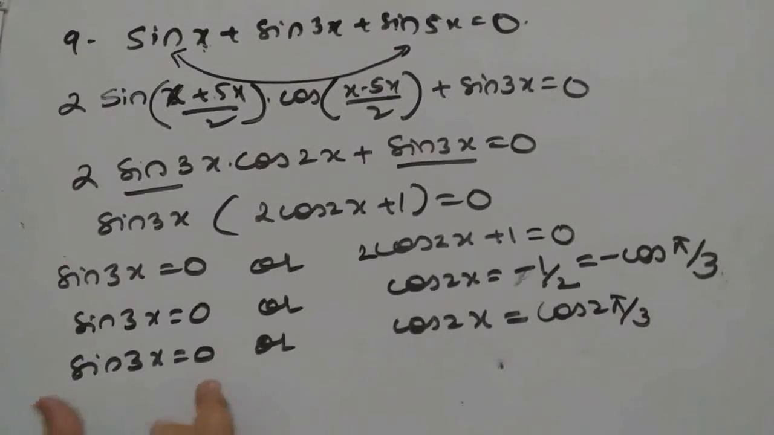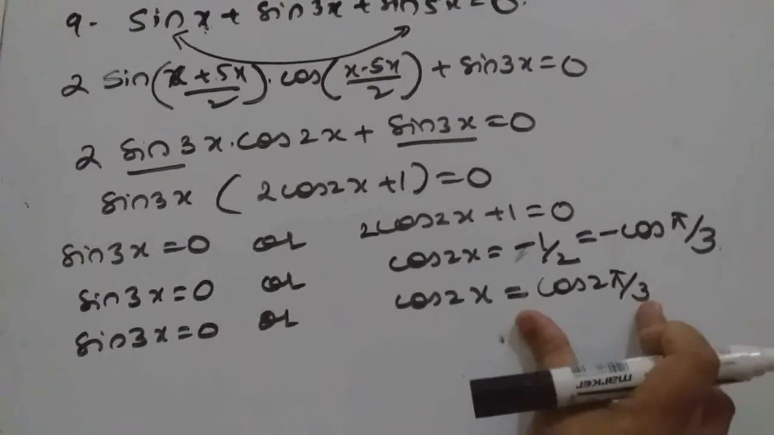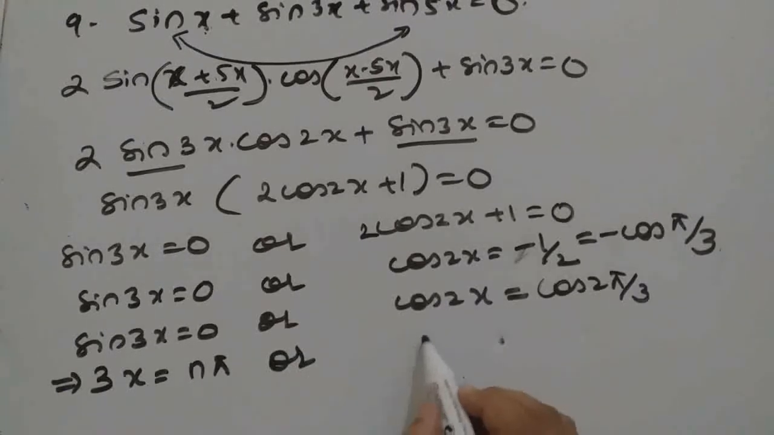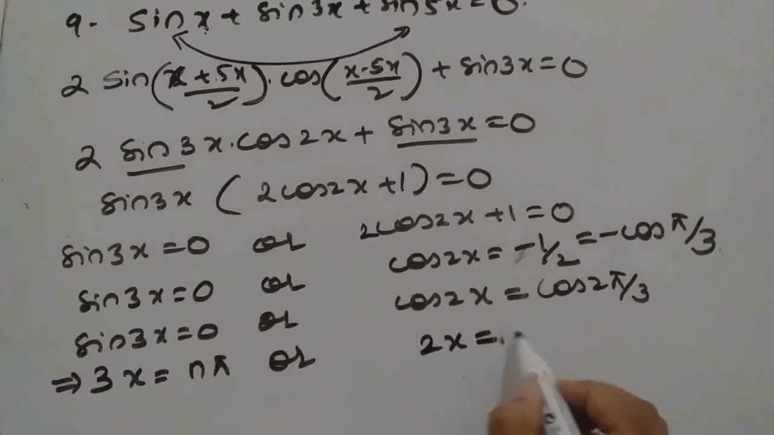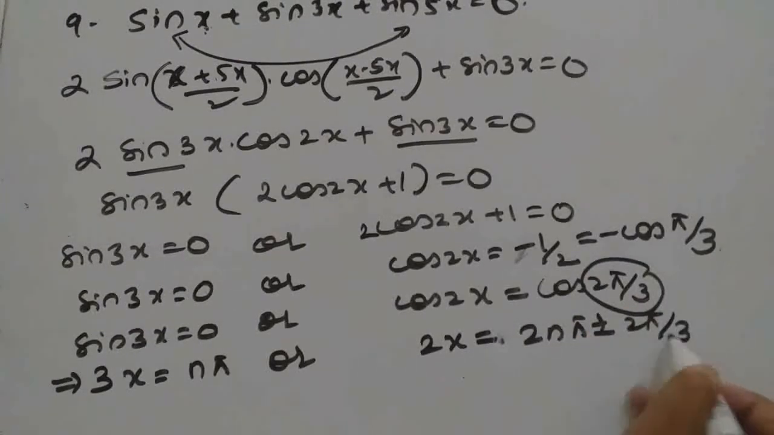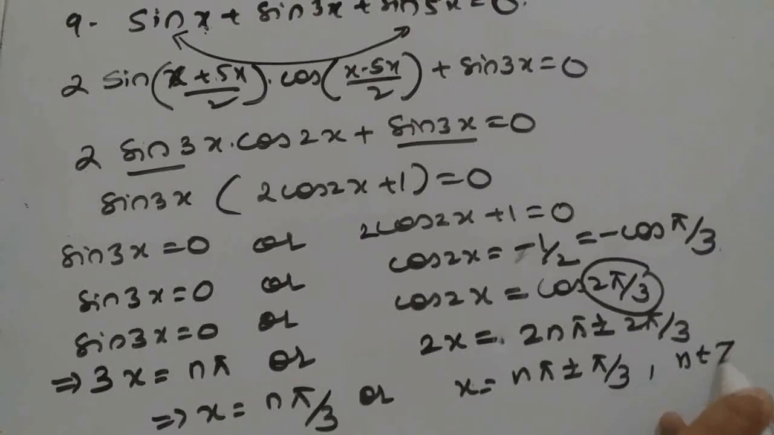So here we will apply the rule for sin x equal to 0, and here cos x equal to cos y. So see what we will get here: 3x is equal to n pi, and here 2x is equal to 2n pi plus or minus y, which is 2 pi by 3. Okay, now here x will be n pi by 3, and here x divided by 2, so this 2 will go: n pi plus or minus, this 2 also will go, pi by 3, and n belongs to Z.